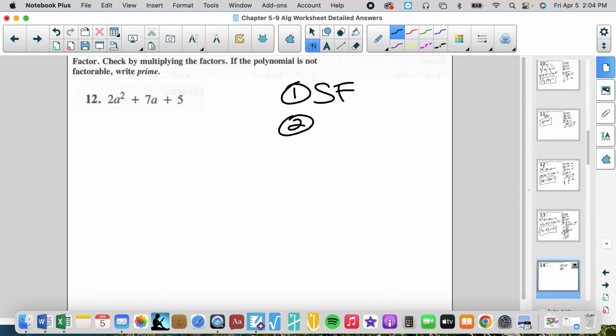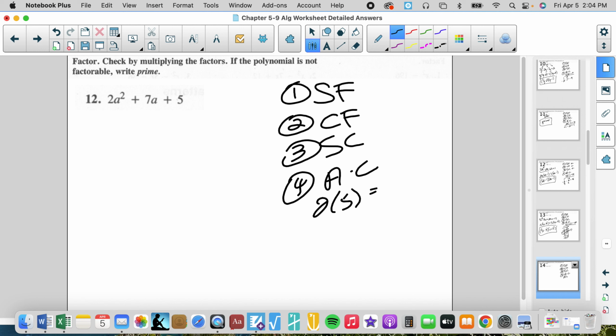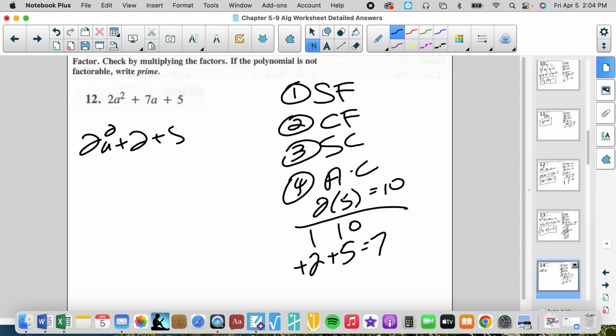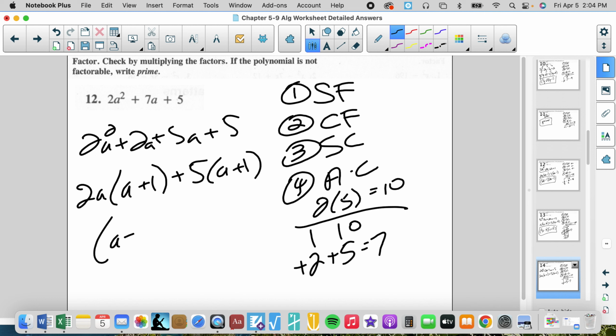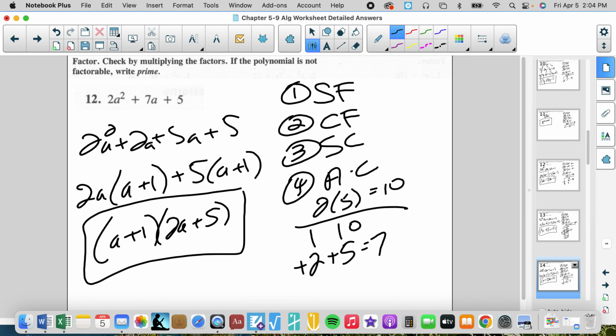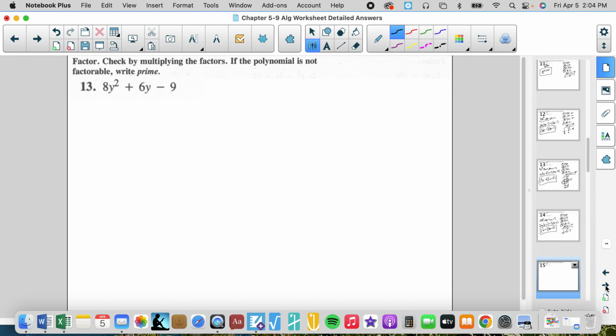Standard form, common factor, special case, A times C. 2 times 5 is 10. 1 and 10, 2 and 5. Signs are the same, both positive. 2a squared plus 2a plus 5a plus 5. Factor out 2a, we get a plus 1. Factor out 5, we get a plus 1. a plus 1, 2a plus 5. I mean, who can factor that fast? That is beautiful.